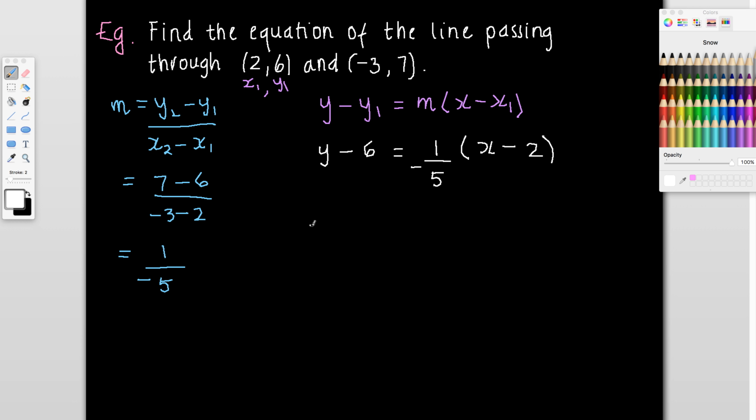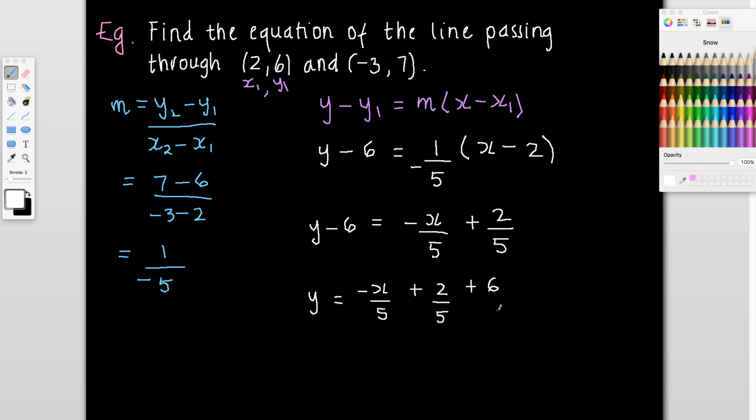All right, so y minus 6. Now I'm going to multiply this out. I'm going to get negative x over 5. That's the same as negative 1 over 5x. This is a negative by a negative, so that's going to be plus 2 over 5. And now, of course, I add my 6 to both sides. So I'll do what I did before. Got my plus 2 over 5 plus 6.